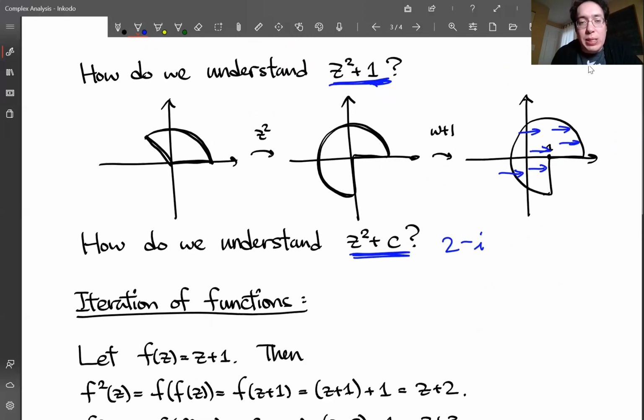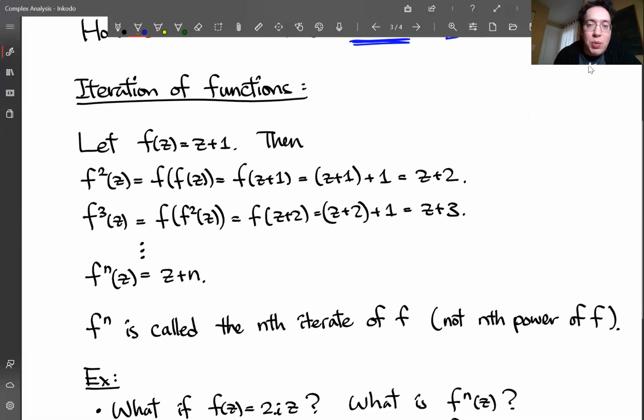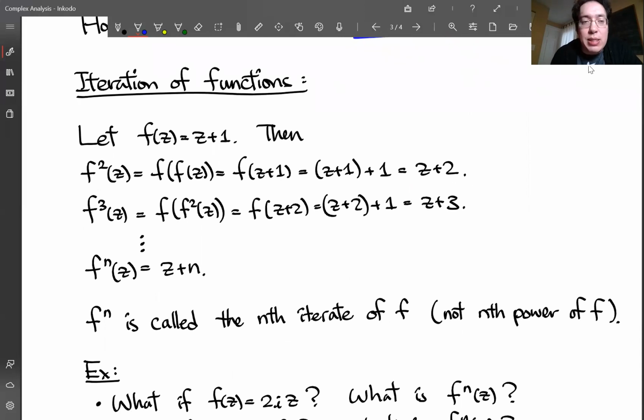Another thing that we have to understand when we start to look at Julia sets is that we have to understand iteration of functions. So what I mean by that is if you have a function, we're gonna plug in a number into a function, and whatever output we get, we plug it into the same function again and again and again and so on. So let's pick a very simple function, z plus 1. So we're just adding 1 to the complex number.